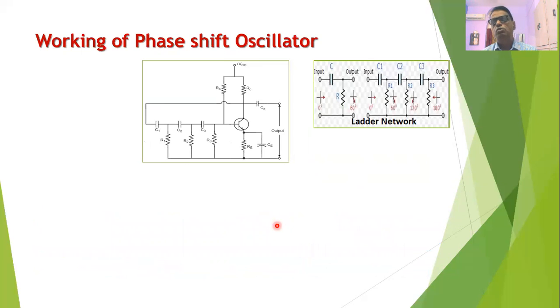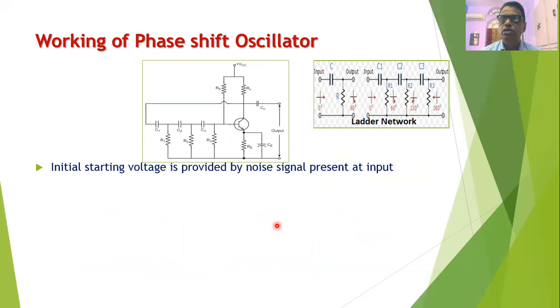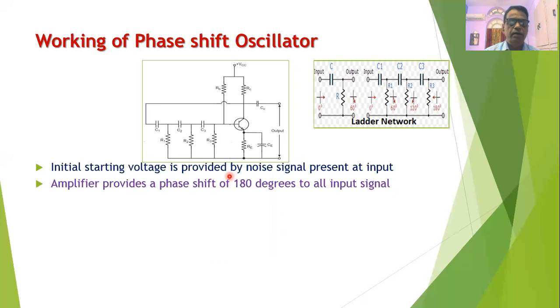Now let us see how this oscillator works. As we know, in any oscillator we always require a starting voltage, because an oscillator does not have any AC input. Therefore the initial starting voltage is provided by the noise signal present at the input of the amplifier. This signal is amplified by the amplifier, and as we know, the amplifier is an inverting amplifier which provides a phase shift of 180 degrees to all such input signal frequencies.